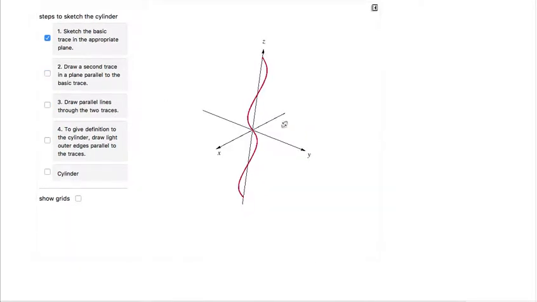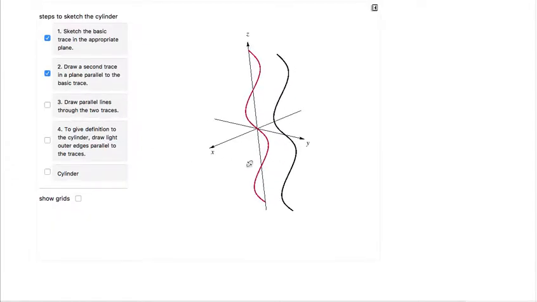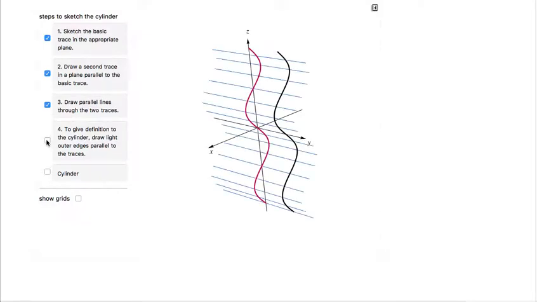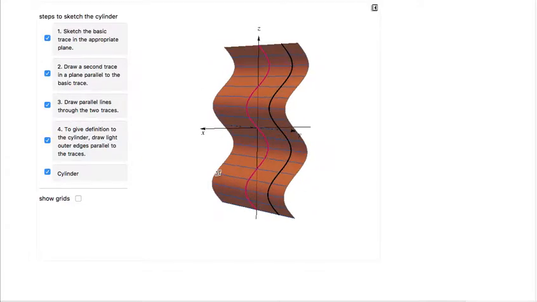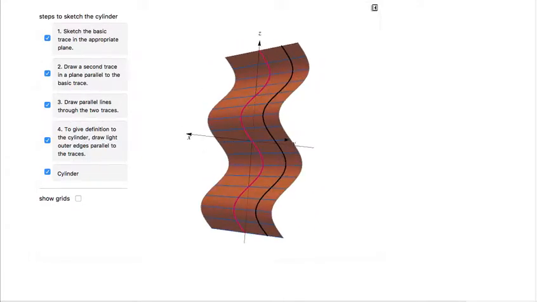This one's a little different. It's a curtain more, but the same idea. We draw a second trace slightly offset from the first one, and then draw parallel lines and fill those lines in until you get a surface. Okay? So this is helpful to visualize these complicated figures.